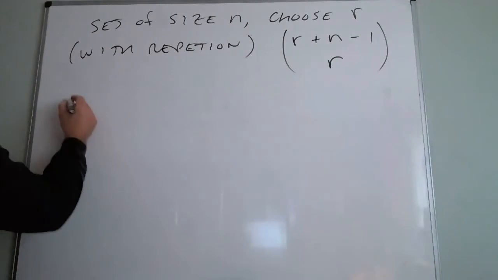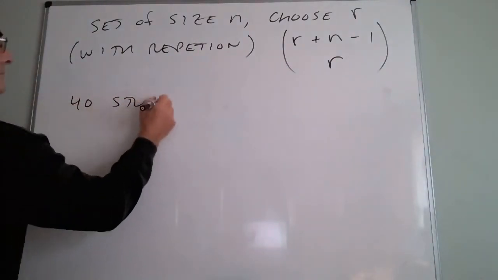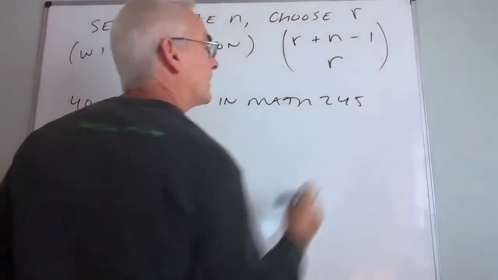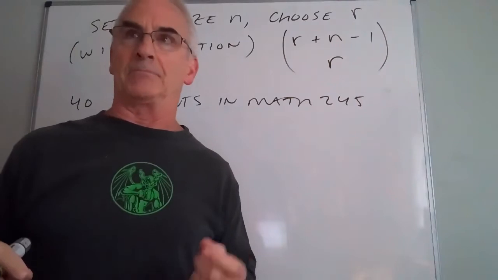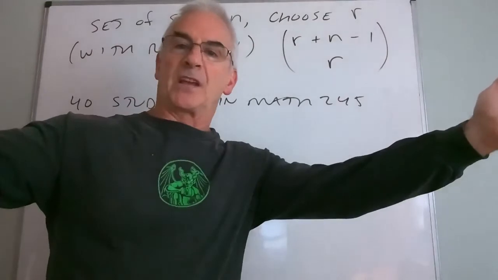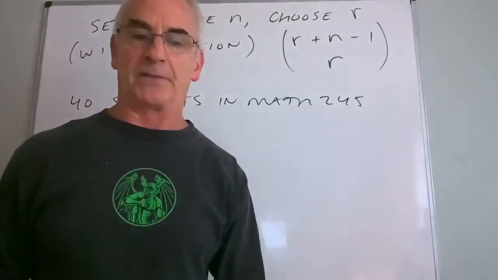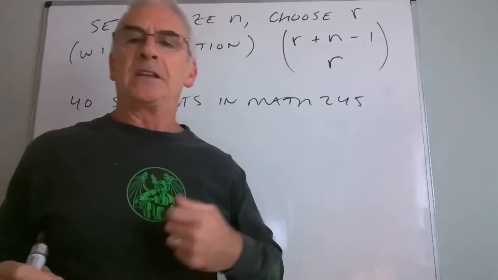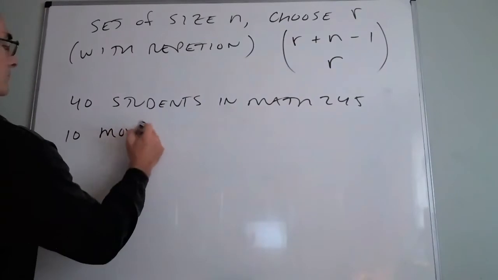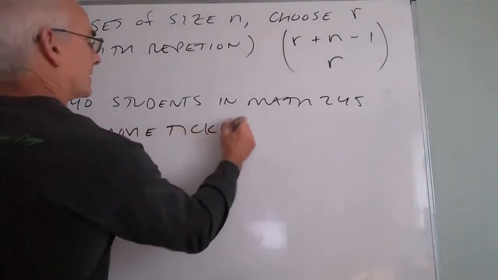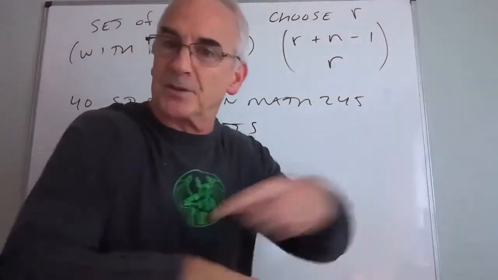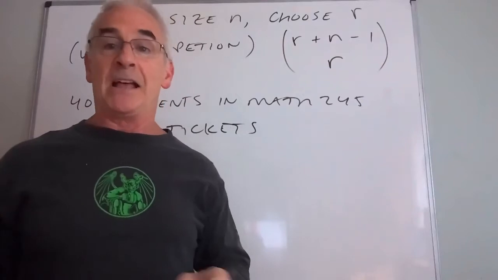So let's start with a simple example. Let's say that the 40 students in Math 245, and let's say I have movie tickets that I want to give away. So I have 10 movie tickets. And it can be really simple. I'm going to have a little drawing. So I'm going to put everybody's name into a hat, mix them up, and draw 10 names out.